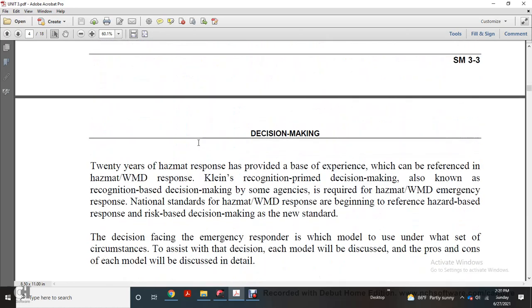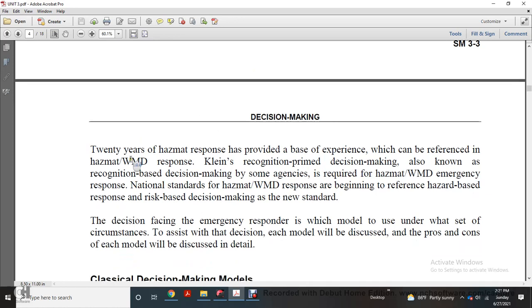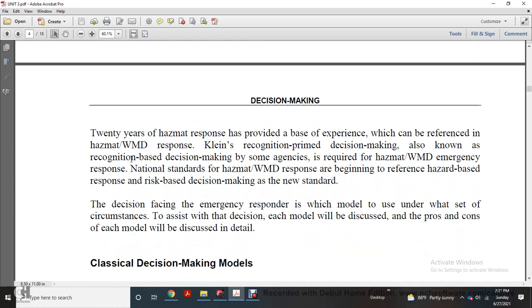Twenty years of hazmat experience provide the basic reference for hazmat and weapons of mass destruction claims. Recognition-primed decision-making, also known as recognition-based decision-making, is required by some agencies for hazmat and weapons of mass destruction emergency response. The national standard for hazmat and weapons of mass destruction response begins with a reference to hazard-based response and risk-based decision-making as the new standard.